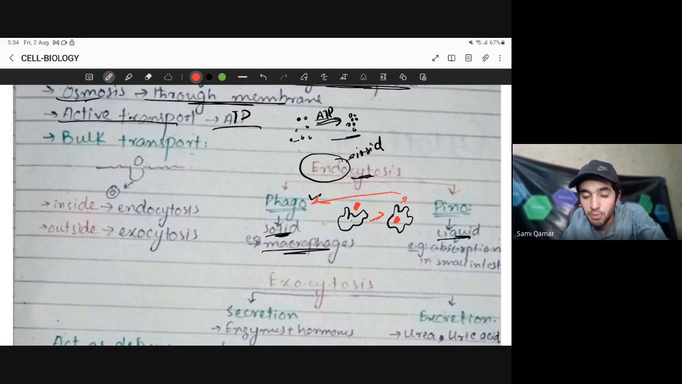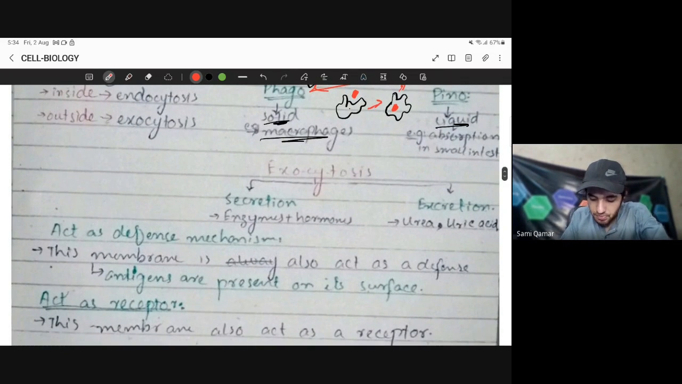Facilitated diffusion requires a protein, carrier or channel, but it doesn't require ATP. When it requires ATP, it will be active transport. I hope you guys got it. Now, if liquid is coming inside, like absorption in the small intestine, as you know, it is pinocytosis, absorption of water.